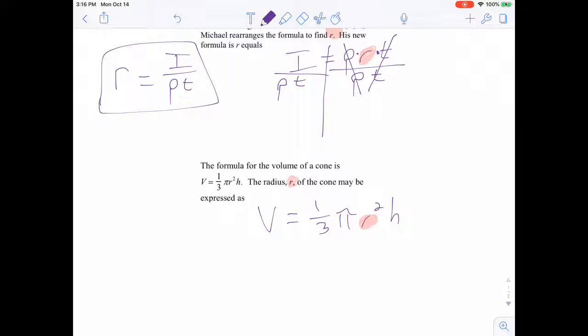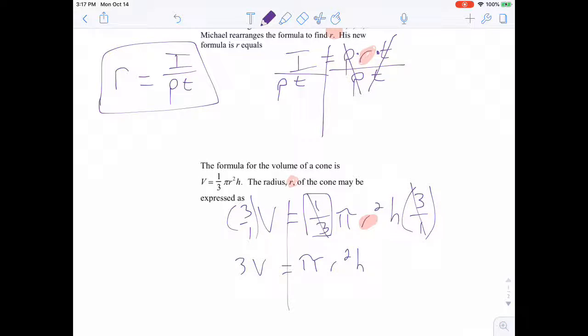What I tell my students first is to get rid of the fraction here. We could divide by 1/3, which is fine when we're dealing with just numbers, but since we are dealing with a formula here, I want to multiply by the reciprocal. The reciprocal of 1/3 would be 3, or 3 over 1. Whatever I do to one side, I have to do to the other. So on the left-hand side, we have 3v. On the right-hand side, the 1/3 and the 3 over 1 multiply out to 1, so we don't need to write that. And we get pi r squared h.